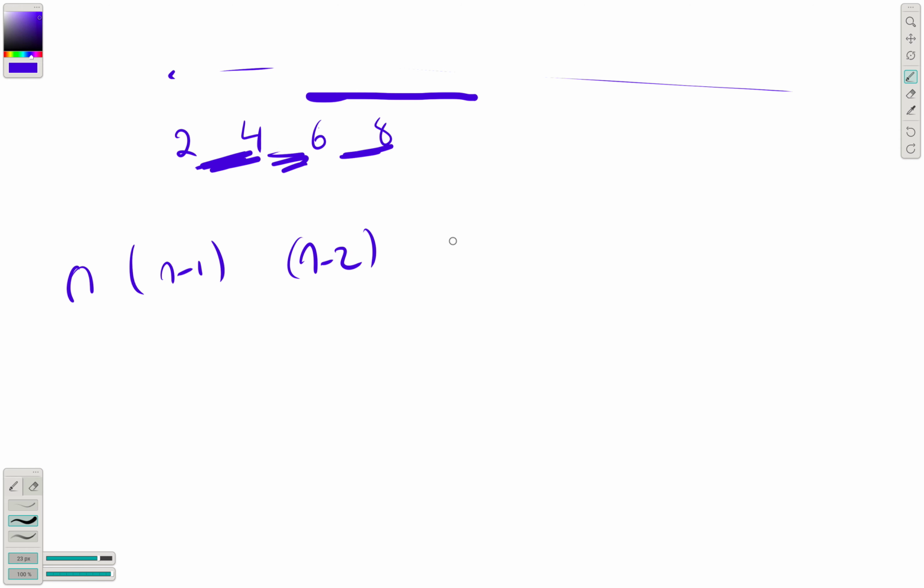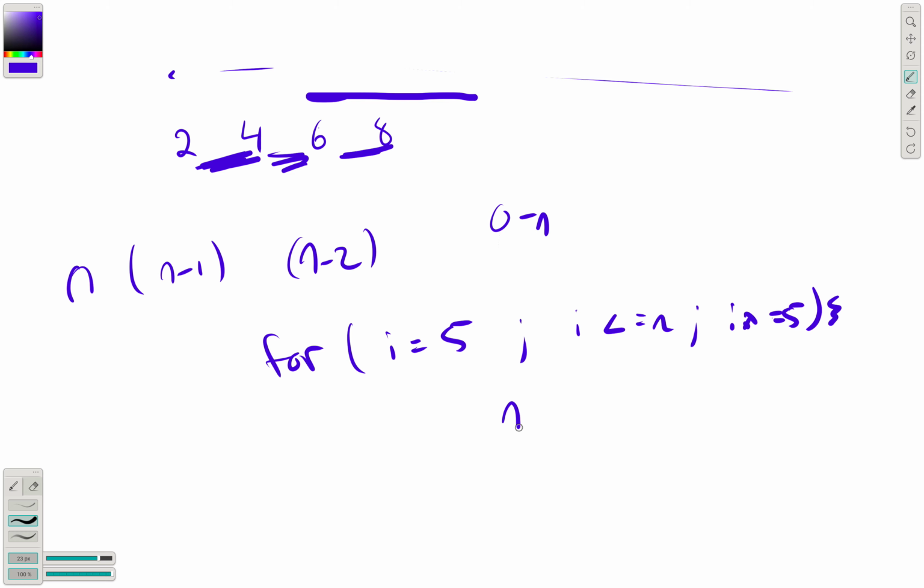Okay, so what's the strategy? We could have a for loop, and we could start it at 5, and I'll just say i is less than or equal to n, and then i times equals 5. What we are doing is counting how many numbers are divisible by 5 from 0 to n. All we have to do is n divided by 5. So let's have count plus equals that.